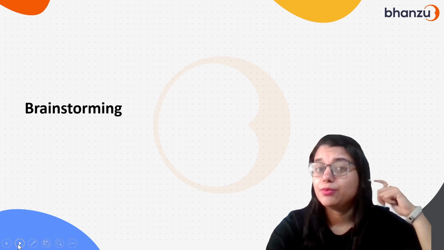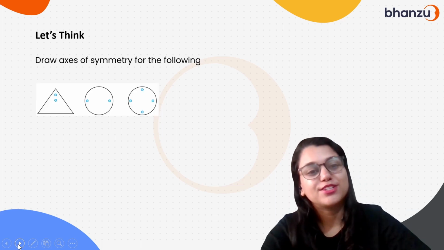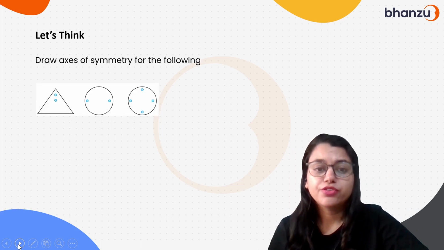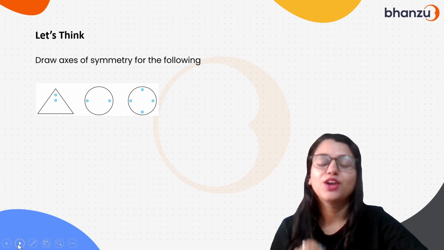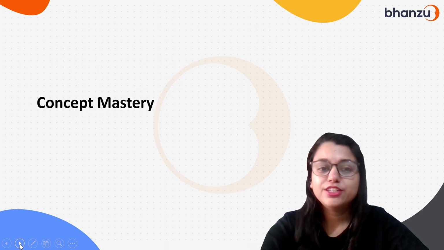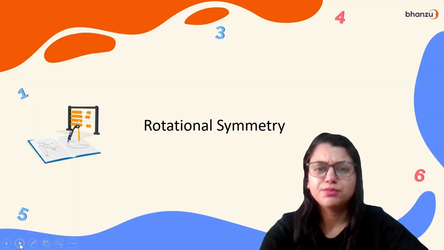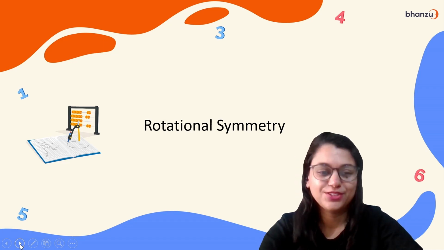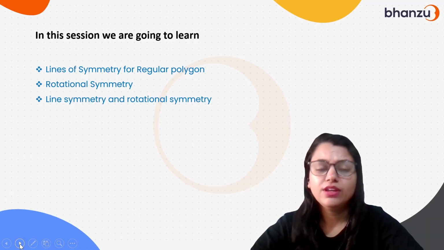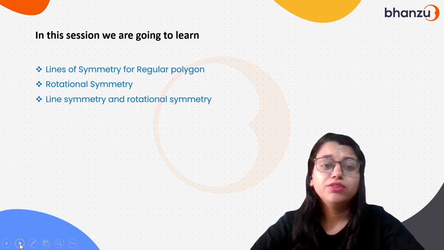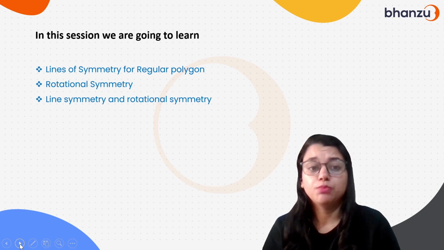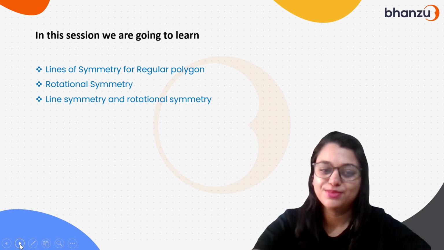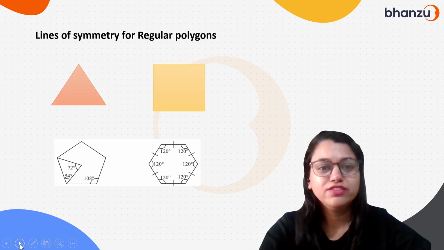Now let us do a little brainstorming here. So here's a question for you. Draw the axis of symmetry for the following. How will you draw it? Think about it. Okay, I will help you here. I will teach you the concept of rotational symmetry, which will help you in finding the solution. So in today's session, we are going to learn about lines of symmetry for regular polygons. Then we will discuss rotational symmetry, and then we will discuss special shapes which possess both line of symmetry and rotational symmetry. So let's start with the line of symmetry.